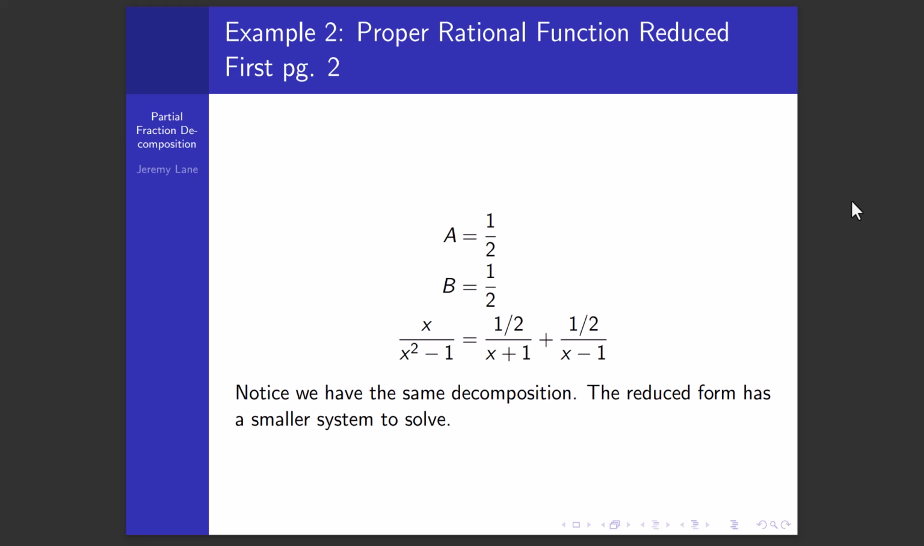We have the rational function of x divided by x squared minus 1 is equal to 1/2 divided by x plus 1 plus 1/2 divided by x minus 1. And this is the same decomposition. The reduced form had a smaller system to solve. It was just a 2x2 instead of a 3x3 system.